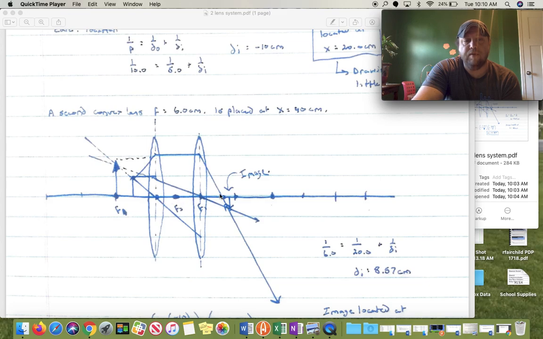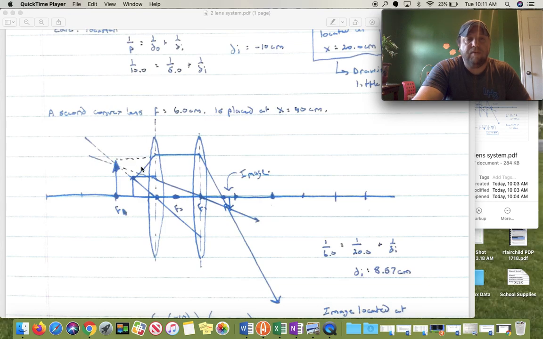So we now have two different focal points here. So ray 1, parallel to the principal axis, refracts through the original focal point. Ray 3 travels through the center of this lens. Ray 2 goes through this focal point, refracts parallel to the principal axis.